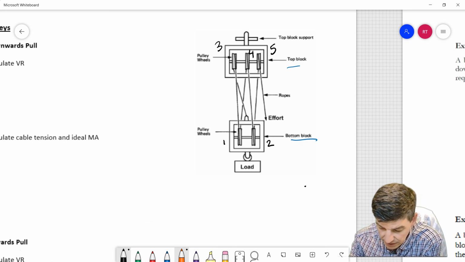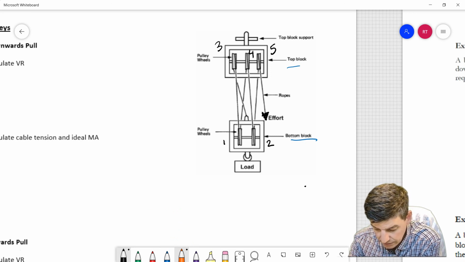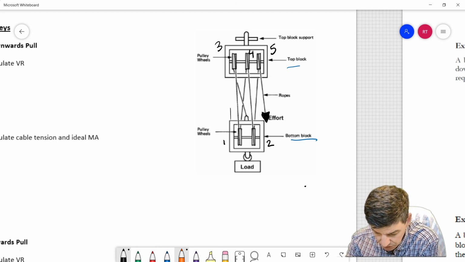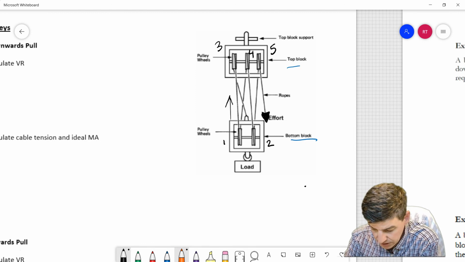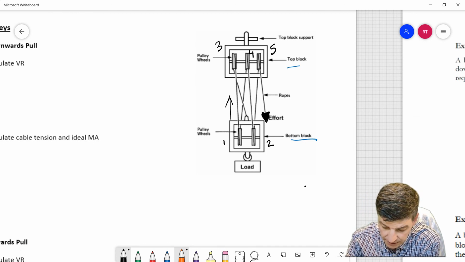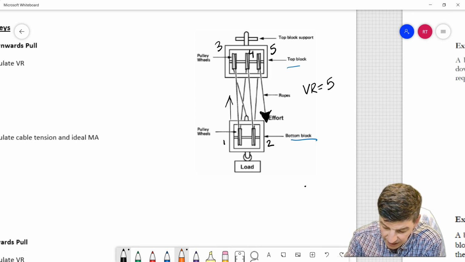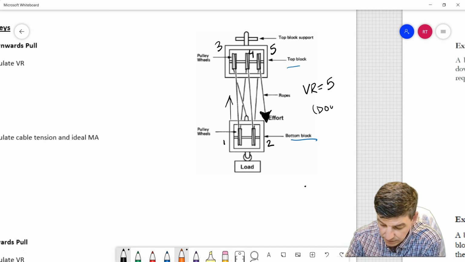One, we can figure out that our pull is ultimately in the downwards direction. And pulling downwards does not help us because it's going in the opposite direction than would be helpful. If we wanted to pull upwards, that would be more helpful for us to lift that load. So the downwards effort is the lower VR approach. So what that means is that in this case, my VR is going to be 5 in the downward direction.